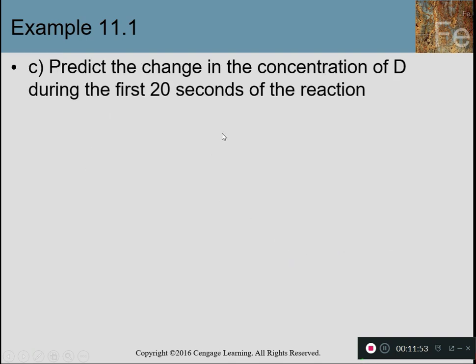Okay, second thing, letter C, predict the change in concentration of D during those first 20 seconds. Now, change in concentration is going to be very different because now we're going to try to figure out what delta D is, over the first 20 seconds. We already know what delta B was. Now we have to relate it to delta D.